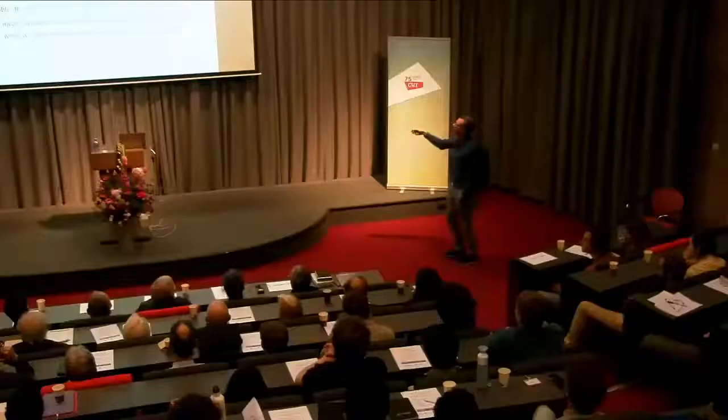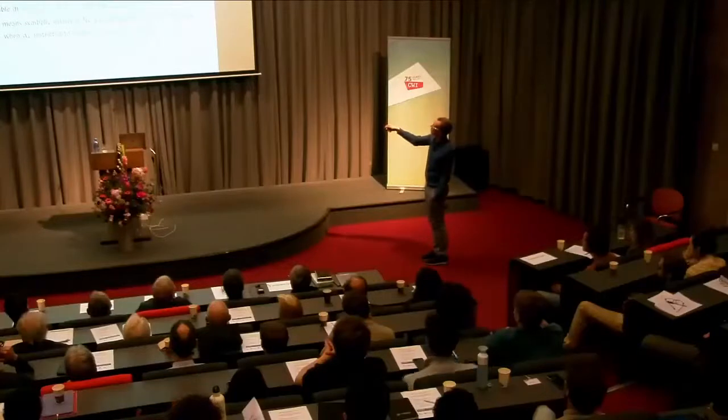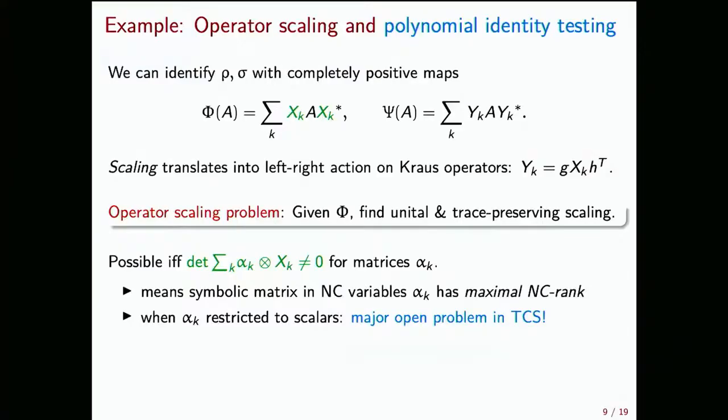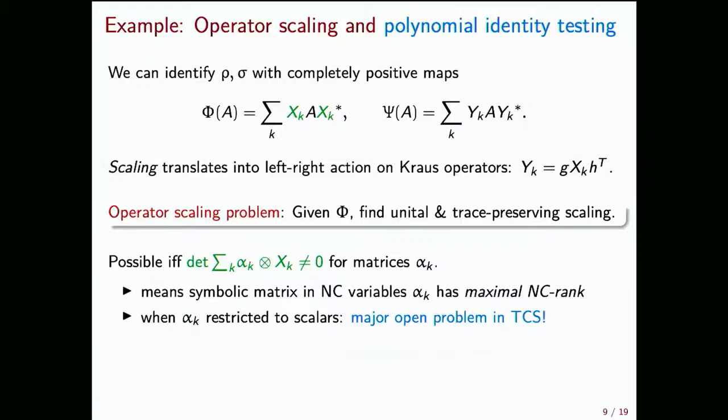You can think of this as a symbolic matrix in non-commutative variables. If this matrix in non-commutative variables has non-commutative full rank, so it's invertible in this sense, then and only then can this operator scaling problem be solved. And the thing I wanted to say is that if you restrict this problem, if you don't allow arbitrary matrices here but just numbers, then this is just a linear combination of some fixed matrices. It's a symbolic matrix. Then checking if such a symbolic matrix is generically invertible is very easy to do randomly.